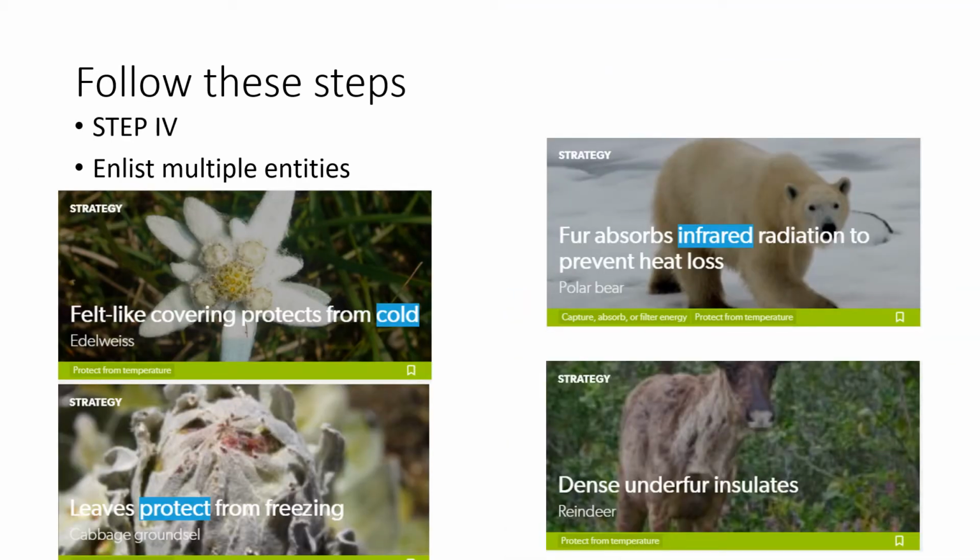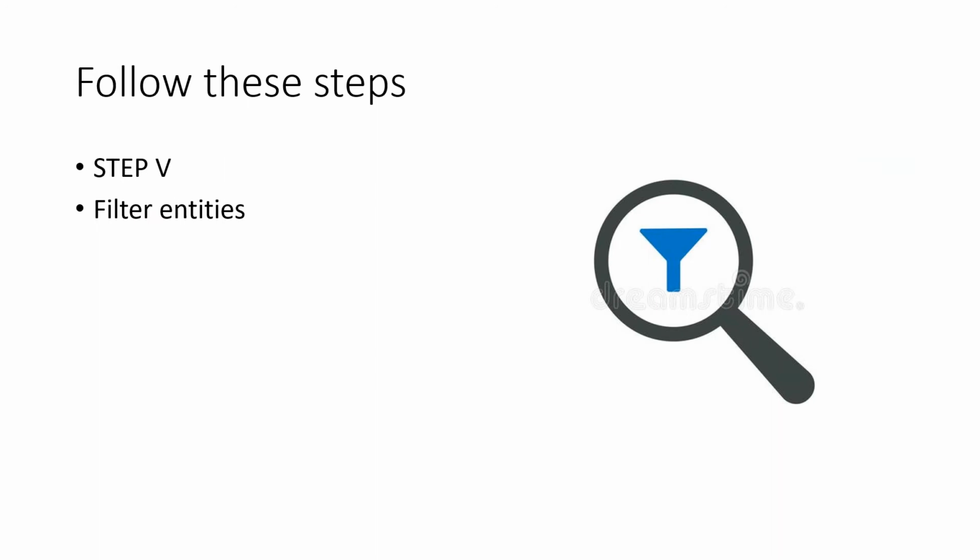Step 4 involves enlisting multiple entities that we have obtained from these sources. These can include plants, animals, and any other entity which you have found. Here in this example, for the problem referred, I have found 4 entities: polar bear, plants, flowers, and reindeer. I have searched this from the asknature.org database. Step 5 involves filtering those entities according to the problem and selecting or finalizing one or two entities.